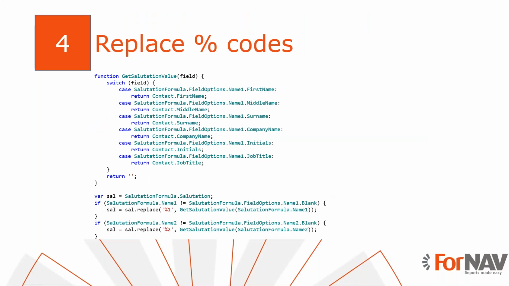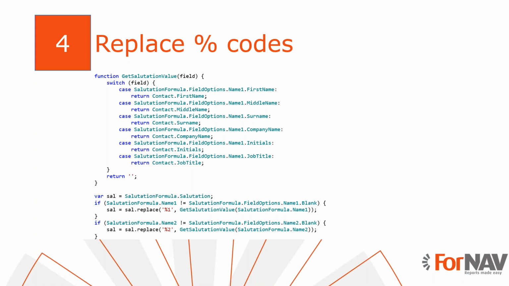And then finally, we want to replace the % codes with the fields we defined in the salutation formula. We can do this with JavaScript. We will create a function to find the contact fields based on the selections in the name 1 to 5 field of the salutation. And once we've done that, we can use the native JavaScript replace function to replace the % codes with the contact information.